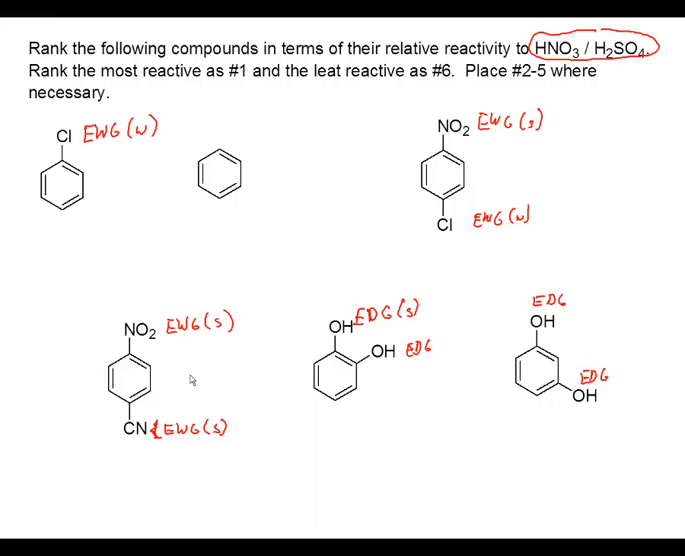That's this one right here, the one that has two strong electron withdrawing groups. This one is not as deactivated. This is number 5. And this is number 4. It's also deactivated relative to benzene. And benzene is number 3.